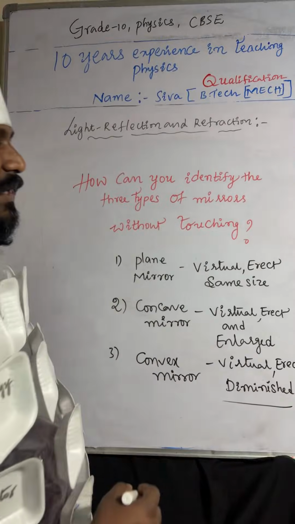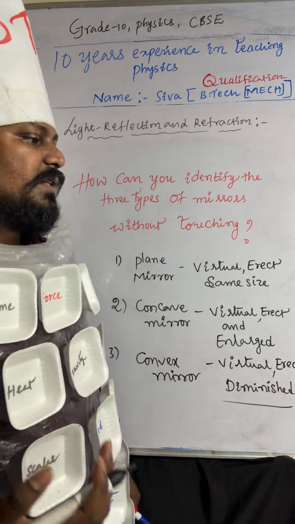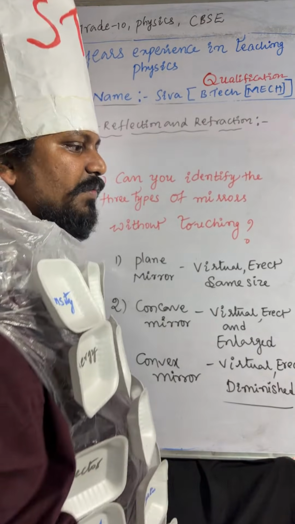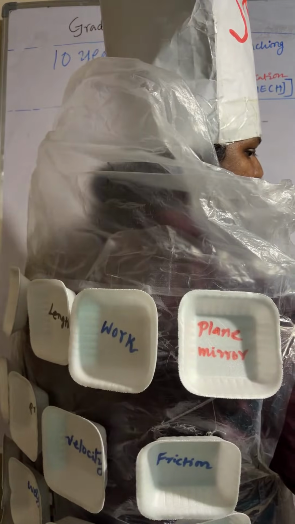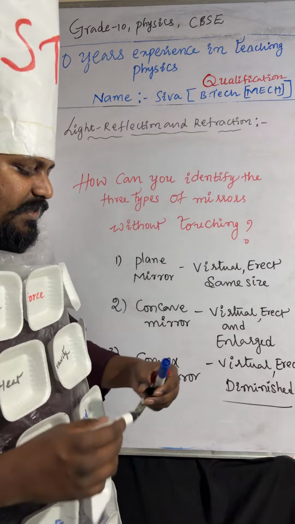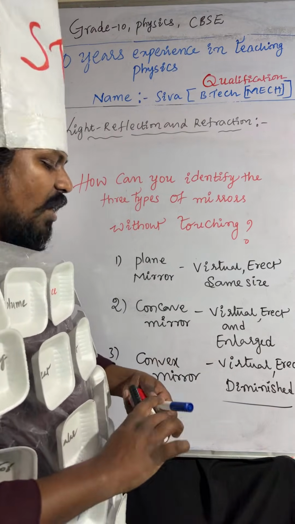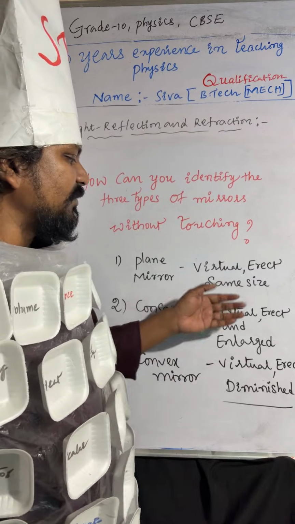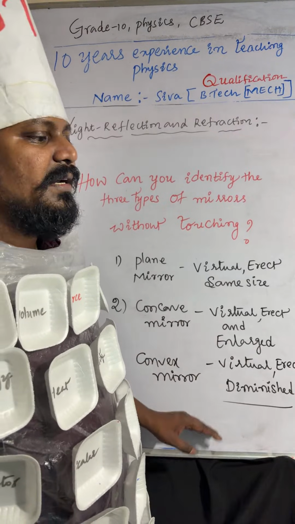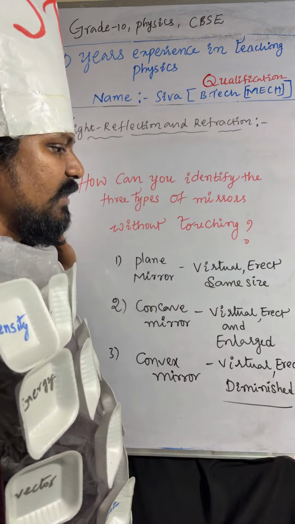I hope it is very clear. Just check once. In a plane mirror, what type of image will we get? Virtual, erect and same size. In a concave mirror, virtual, erect and enlarged. And in a convex mirror, virtual, erect and diminished image. I hope it is very clear.